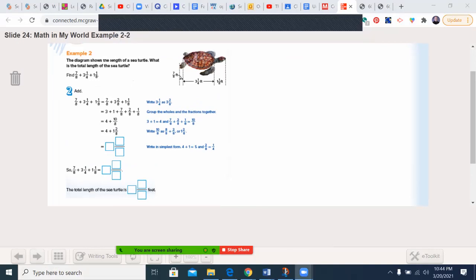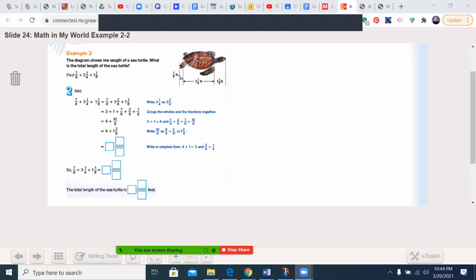And we have 7/8, which is, there's no whole number. 3 1/4, which is 3 2/8 now. So there's our 3 right here, and our 1. So that's going to give us 4. Now looking at the fractions, 7/8, 2/8, 1/8. And those are all right here. 7 and 2 is 9, plus 1 is 10/8.